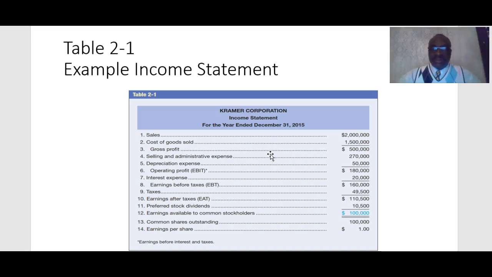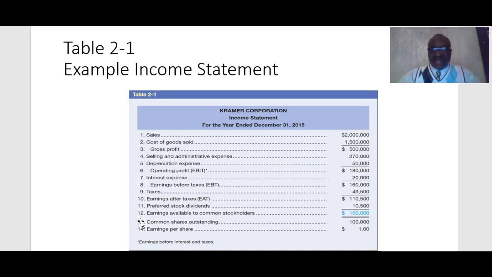You have cost of goods sold, then you have a gross profit. All right, all the way down, you will see expenses being deducted. You have selling and admin expenses and depreciation expense that will give you operating profit, which is also called earnings before interest and taxes. And then you take out interest expense, you have earnings before taxes. And then you take out taxes, okay, which is a percentage of your earnings. And then you have earnings after taxes. And then preferred stock dividends that are declared. And then you have earnings available to common stockholders.